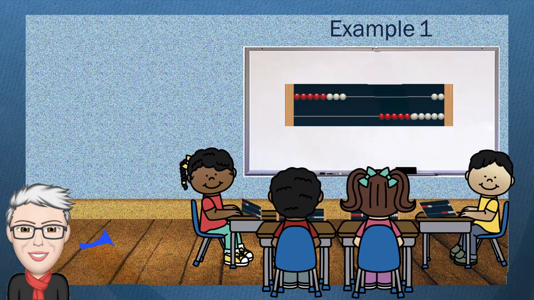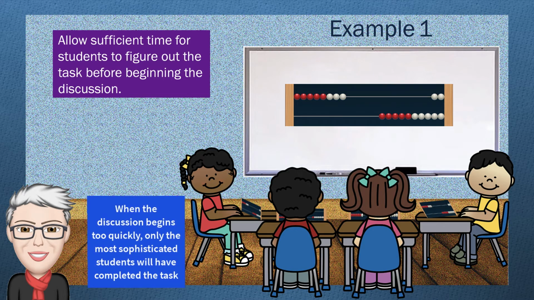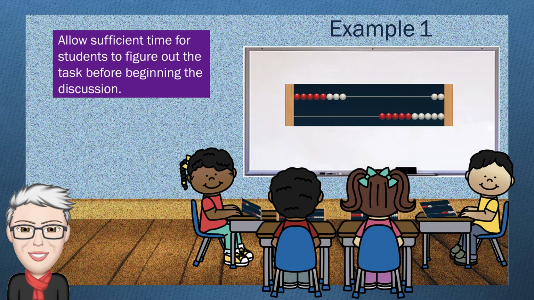Before we discuss what children do, I want to remark that it is important for the teacher to allow sufficient time for students to figure out the task before beginning the discussion. In our experience, teachers new to this instructional sequence frequently begin the discussion before children have had sufficient time to do so. When the discussion begins too quickly, only the most sophisticated children will have actually completed the task. The result is that the other children then might not finish thinking through the task. And of course, that means that the activity is less productive for their learning.